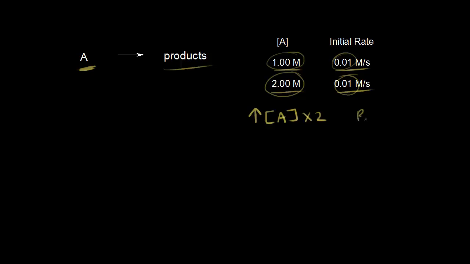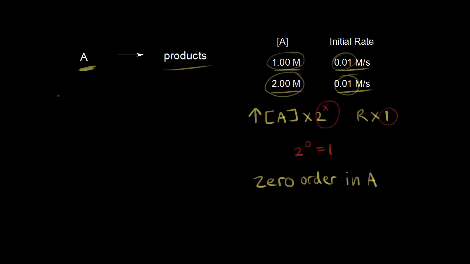So you could say the rate is the rate times 1 because it's the same rate. So 2 to what power x is equal to 1? Obviously, x would have to be equal to 0. 2 to the 0 power is equal to 1. Any number to the 0 power is equal to 1. So this reaction is zero order in A.